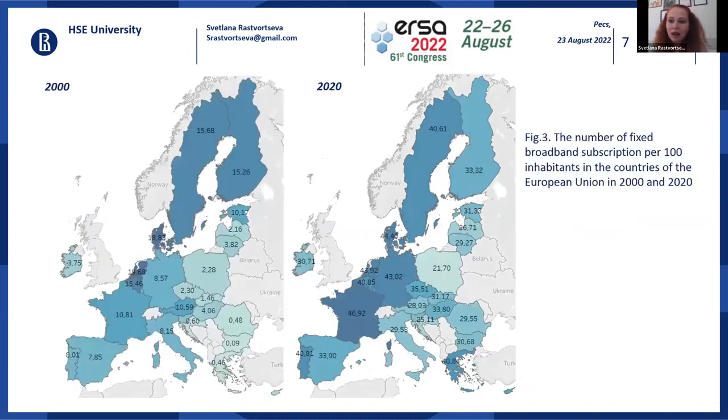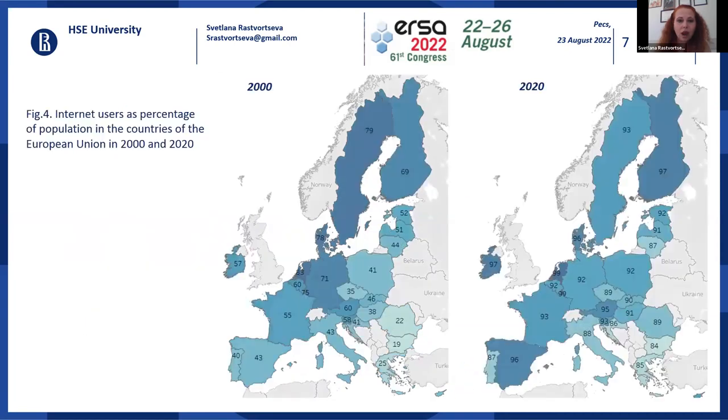You can see here the number of fixed broadband subscriptions per 1,000 inhabitants. It is the third group of ICT indicators, and we see an increase in countries of the European Union during this period of time. And the last group is internet users. It was from 19 to 83% of the population in 2000, and now it is close to 100% in many countries of the European Union. We can assume that ICT have a positive influence on economic development and growth.